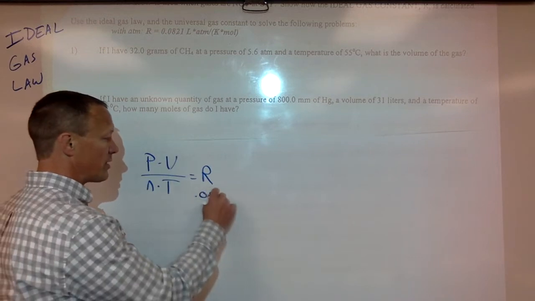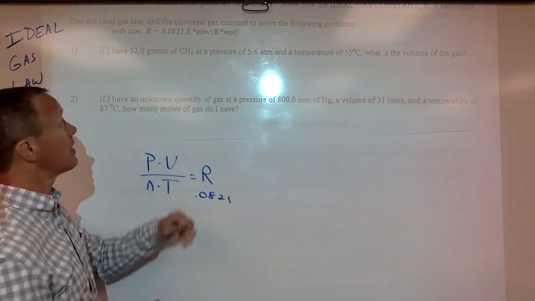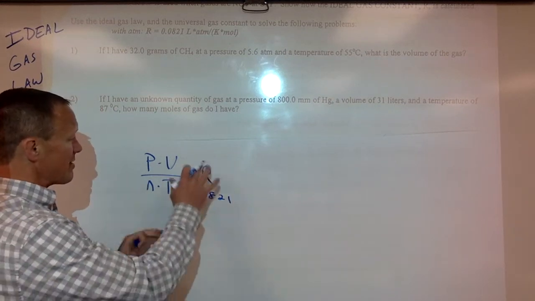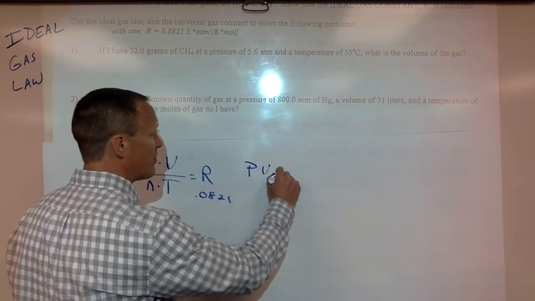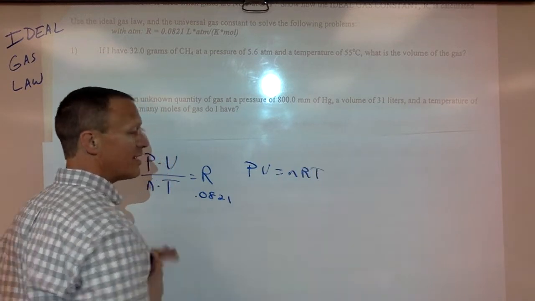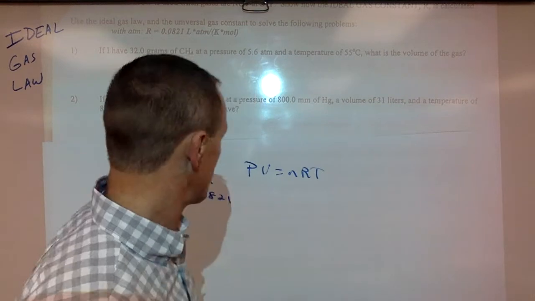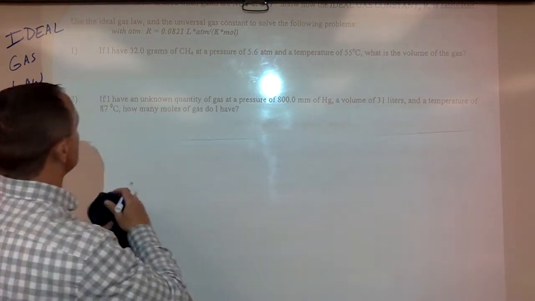R is 0.0821. Okay, this number right here. So that's been shown to you, I believe, in class. Usually we write this as PV equals nRT. Just a little bit easier to solve when it's written in that manner. Okay, so here are the two questions.